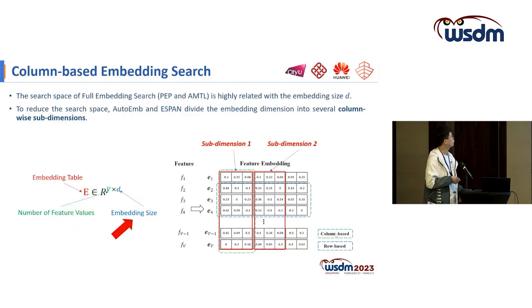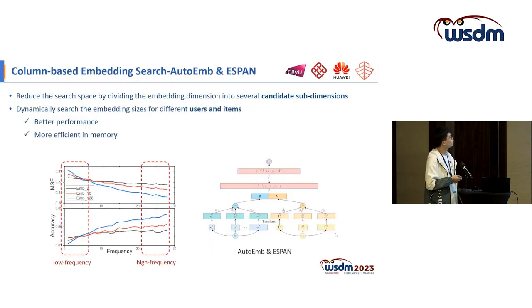The first one is the column-based embedding dimension search. We can see that the search space of the full embedding search is highly related to the embedding dimension D. In order to reduce the space, column-based embedding search methods will divide the embedding dimension into several column-wise sub-dimensions. So by doing this, the search space is no longer related to the embedding dimension D, but to the number of predefined sub-dimensions. AutoEmb and ESAPN belong to this group.